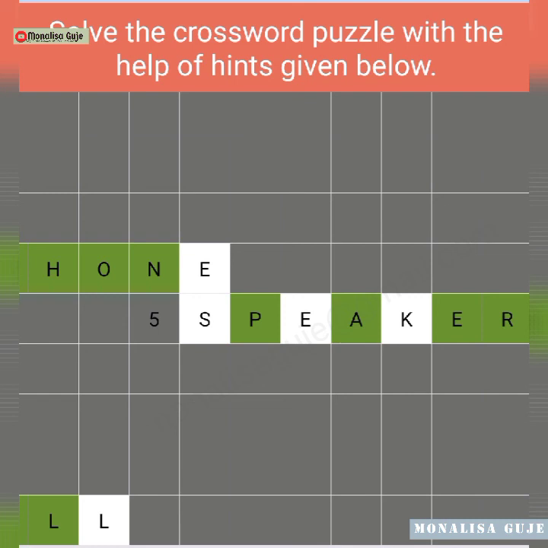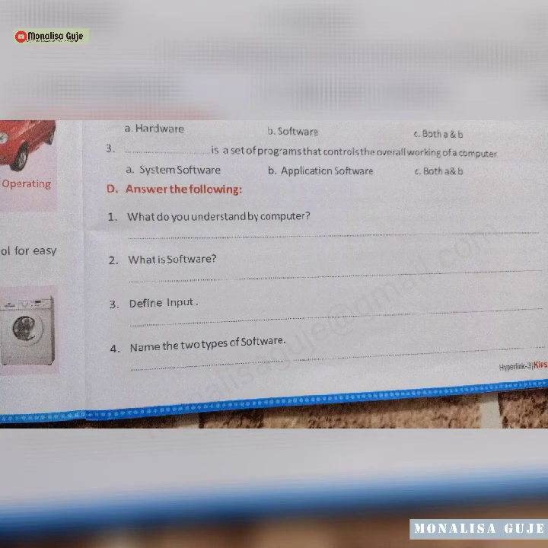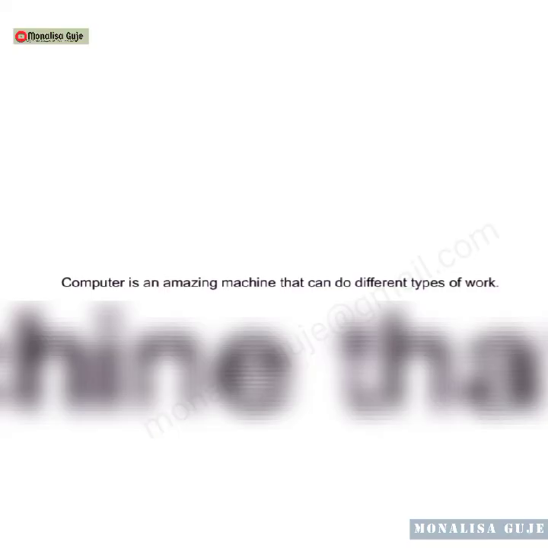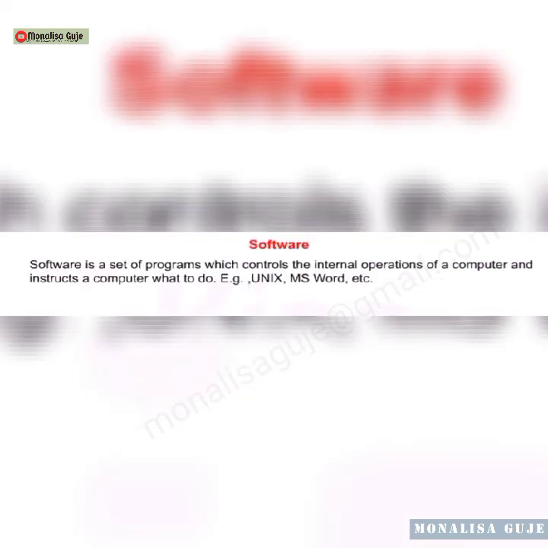The last exercise, answer the following questions. These are the questions given. The 4 questions. What do you understand by a computer? What is a software? Define input and name the 2 types of software. First answer, computer is an amazing machine that can do different types of works. Second answer, software is a set of programs which controls the internal operations of a computer. Example Unix, MS Word, etc.